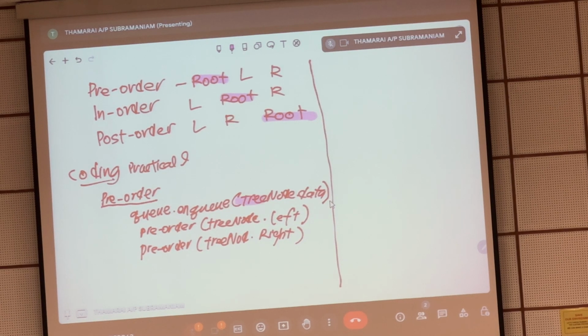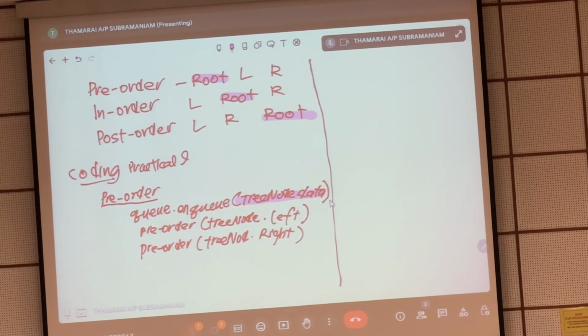Now, this is the root for pre-order: root, left, and right. You enqueue your data, then you look for your left subtree, tree node on the left, or tree node on the right. So this is the order in terms of coding.